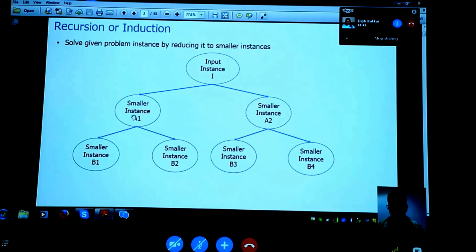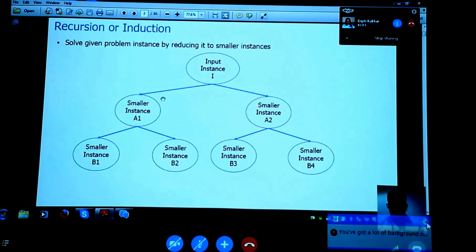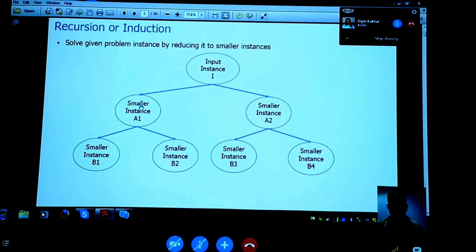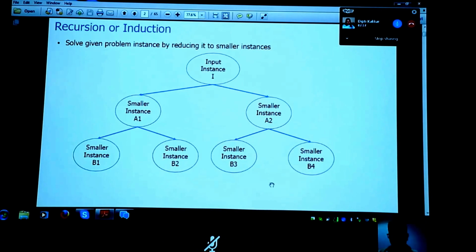Then you say that I'm going to solve the smaller instances, and by finding the solutions to them and combining them, we get the solution to the input instance we wanted to solve in the first place. Now, how do we solve this smaller instance? We'll do the same thing again. We'll divide it into even smaller instances, say B1 and B2. Similarly, the other side also we will divide and keep going. Now, there is a name for this. It's recursion or induction. We have all seen this.